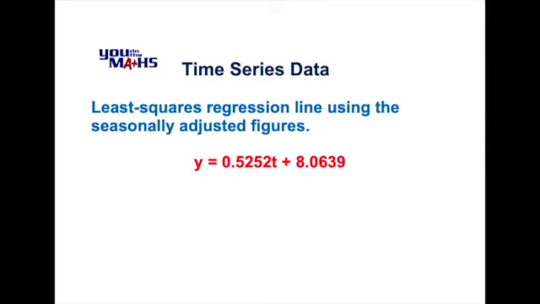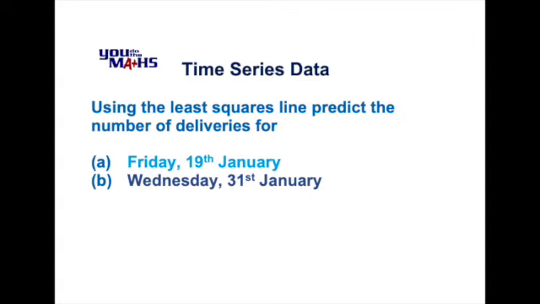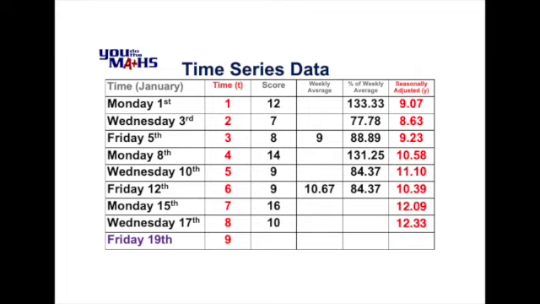Now that we've got our line, we're going to use this to make a prediction. And the 2 days that we're going to make predictions for are Friday the 19th of January and Wednesday the 31st of January. Let's have a look at the Friday first. If we look at our table, that actually represents the next step in time, because we've got the Friday of the end of the third week, which is Friday the 19th of January. So in this case, t equals 9.